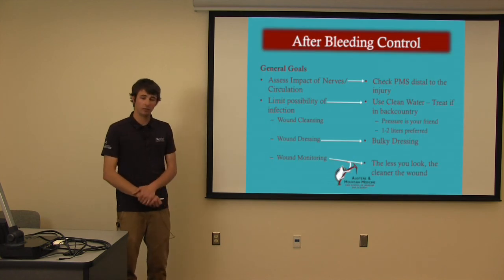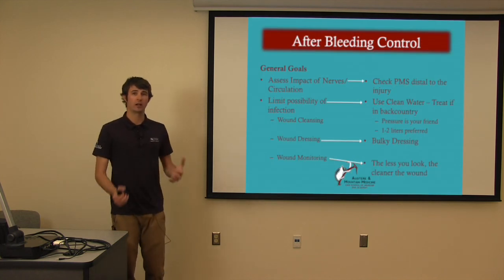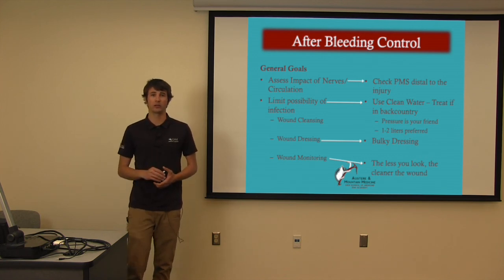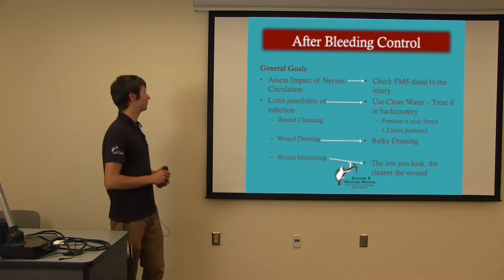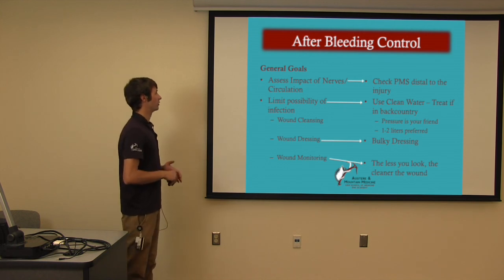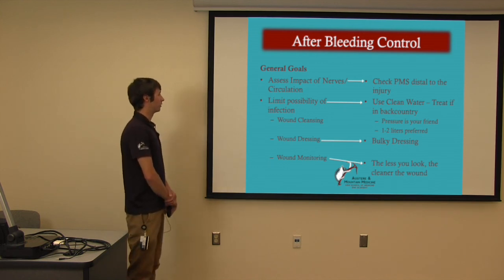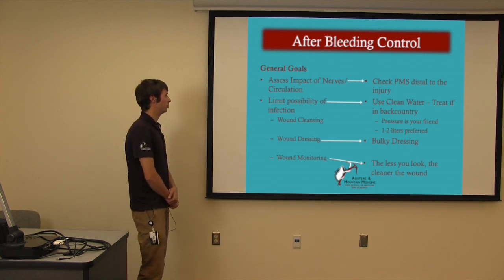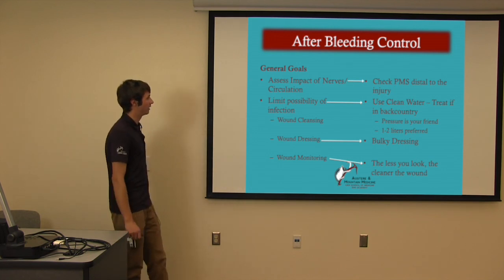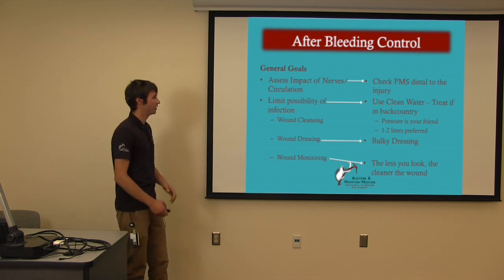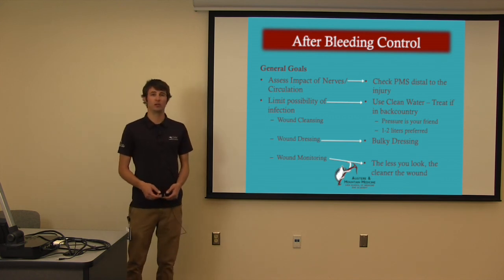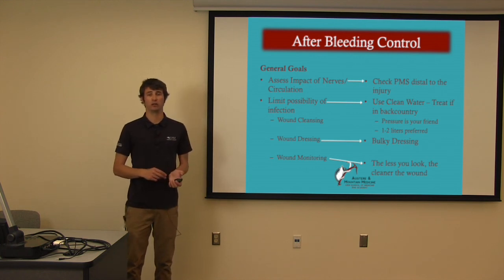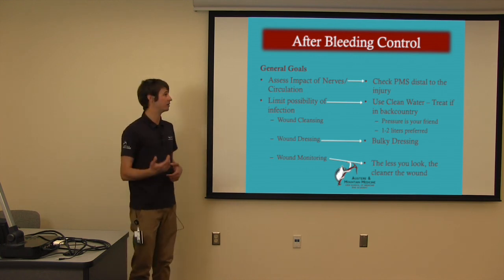Okay, so we talked about bleeding control, and again, we'll really practice going through the various types of bleeding control in our practical session. But let's talk about the steps that we have to take after we've controlled bleeding. So our general goals, we first want to assess the wound and see what kind of impact that wound has had on our neurovascular status. And so quite simply, that's going to be checking our pulse, our motor, and our sensory, otherwise known as our PMS, distal to that injury.